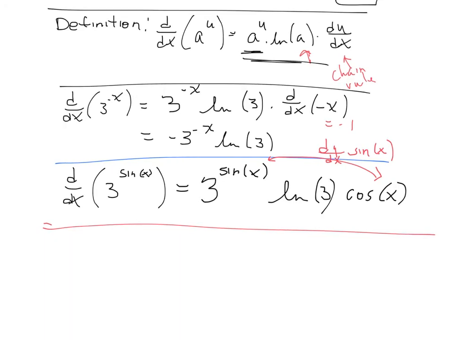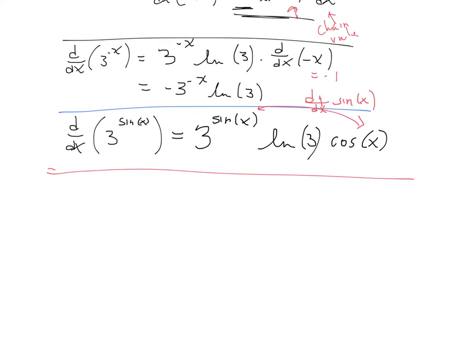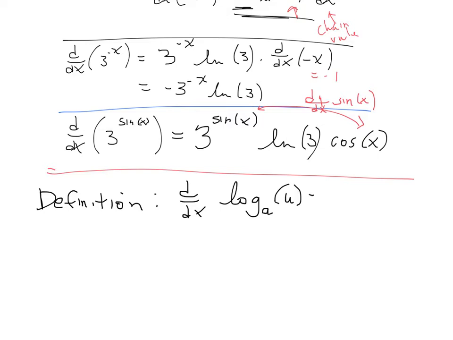All right, for those interested parties that love proofs, I'm going to give you a definition, and I'm not going to prove this one, and it is also on the formula sheet: the derivative of log base a of u equals 1 over u ln of a. And then once again, if there's something inside that parentheses, I have to use the chain rule. This is a pure definition.